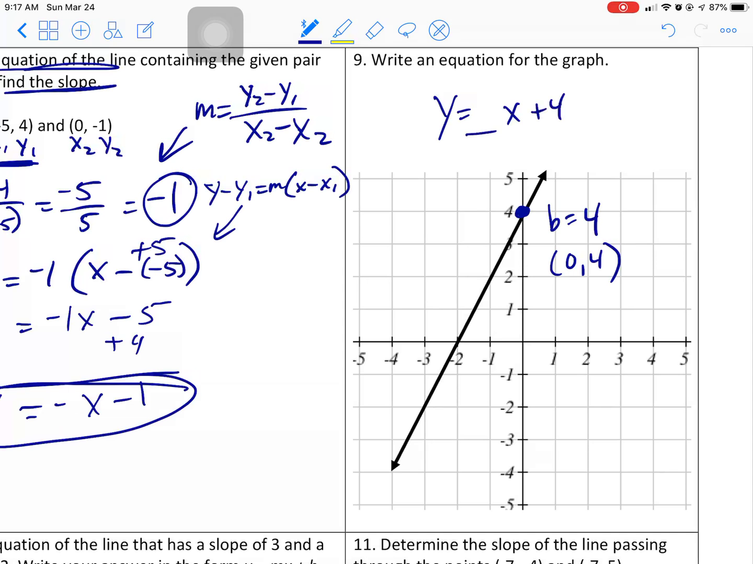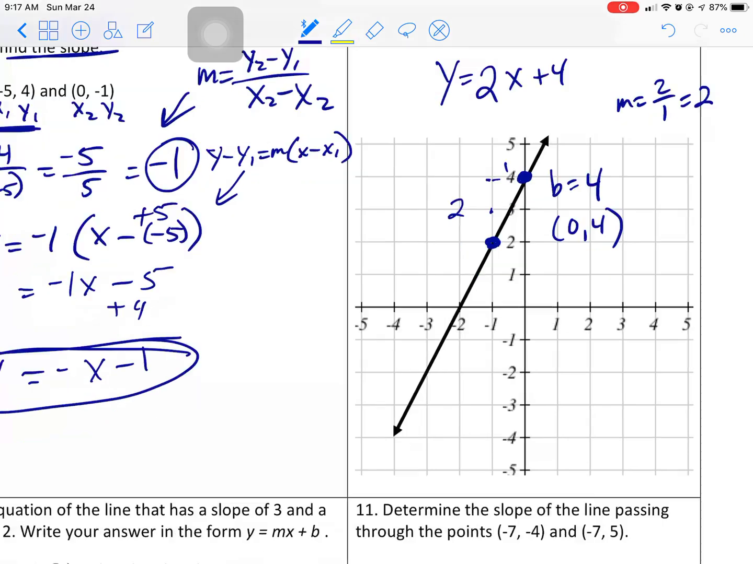All right, where's another dot? Right here's another dot. So this is up 2 and over 1. Up 2 and over 1 is a slope of 2. That's done. That was easy, right?